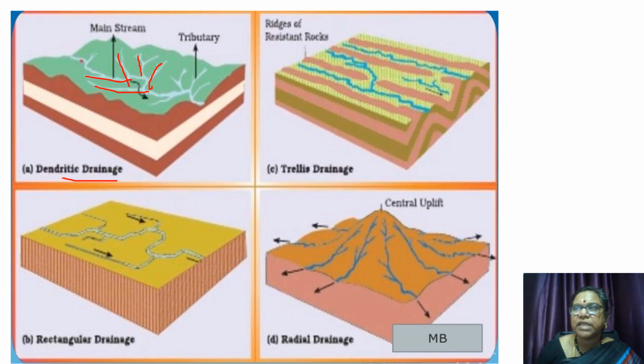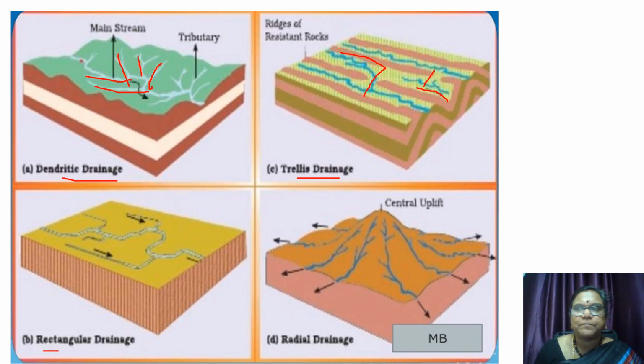Now, if a river system is joined by its tributaries approximately at right angles, then it forms a trellis drainage. That is the second one. Now let us move on.